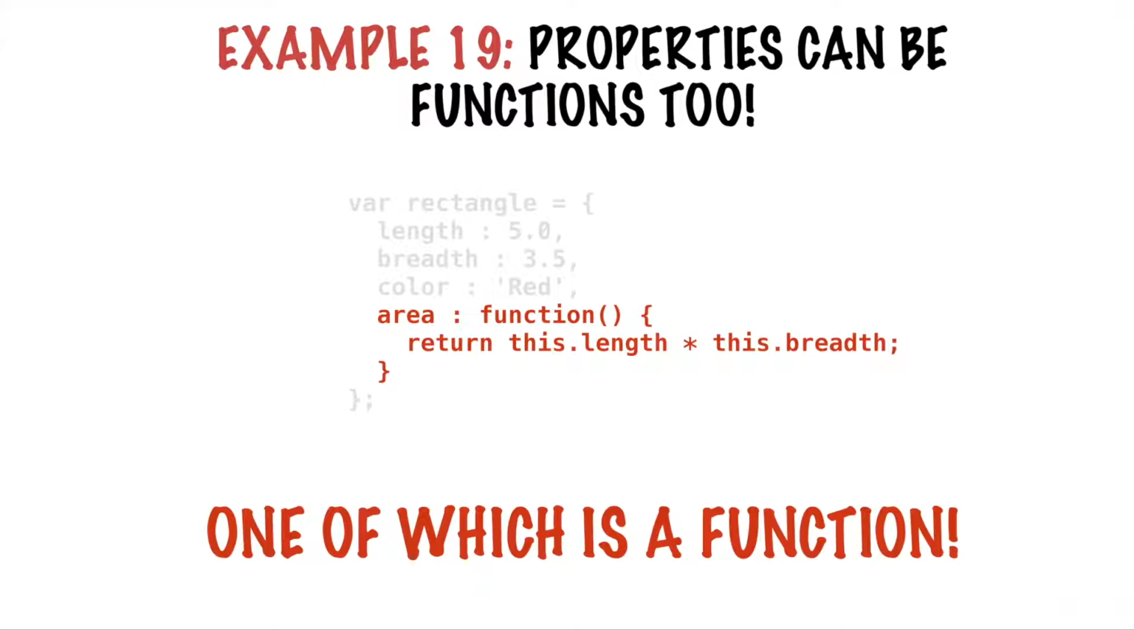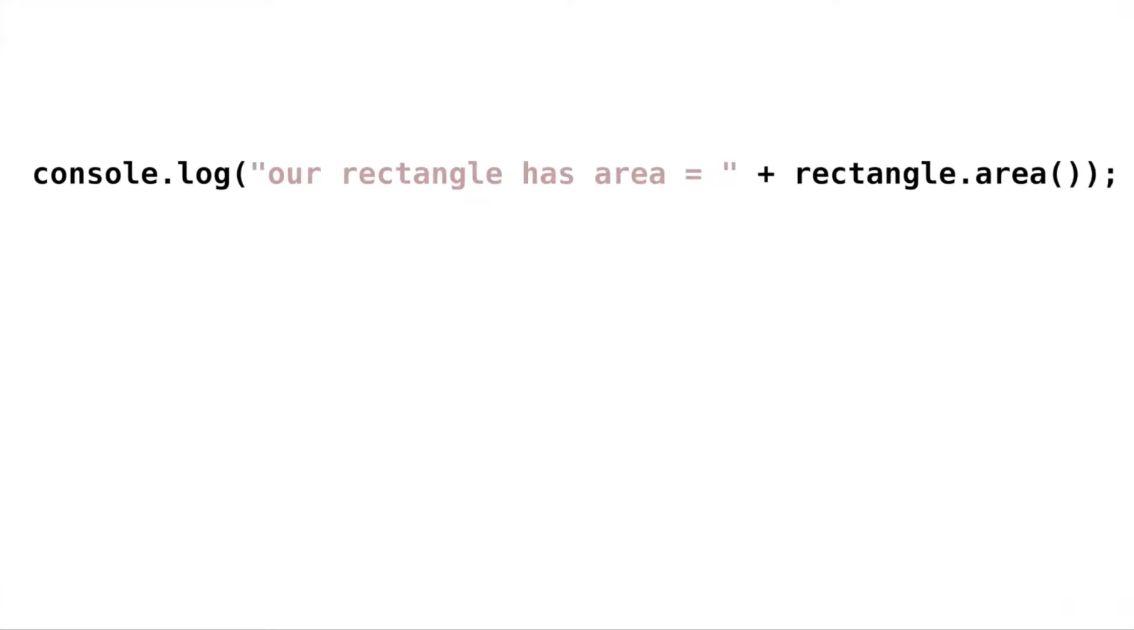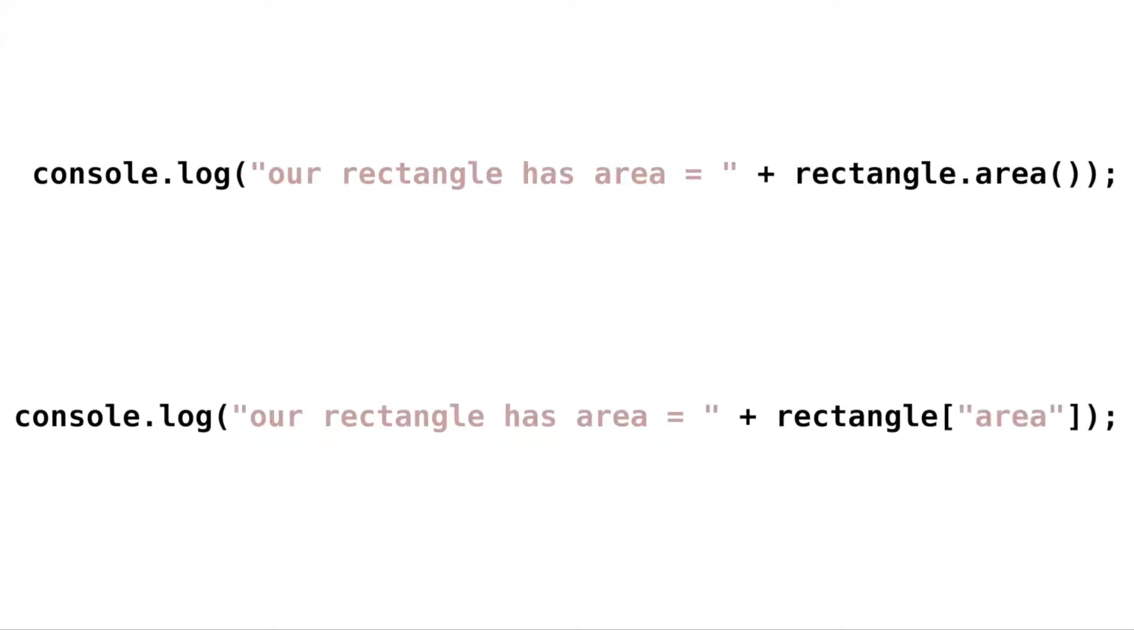One of these properties, the area property, has a function for its value. This is valid and legit JavaScript code. Let's now access the area property in two different ways. One is we say our rectangle has area and call the method area, call the function area. We know it's a function because we use the brackets after the area method. The second way to call this property or access this property is by using the square brackets notation.